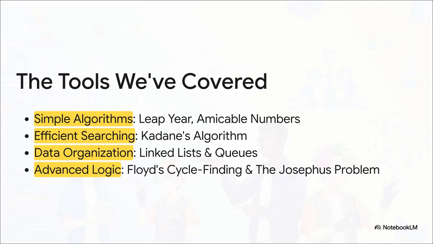So what did we actually put in our toolkit today? Well, we started with simple, pure logic, like the leap year problem. Then we added some efficient searching with Kadane's algorithm. We learned how to organize our data with things like linked lists and queues. And finally, we combined all of that to solve really advanced puzzles like Floyd's cycle finding and the Josephus problem. You can see how each tool builds right on top of the last one.